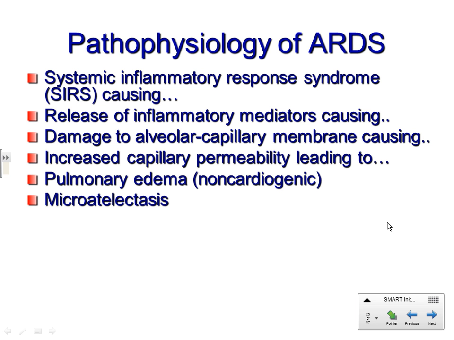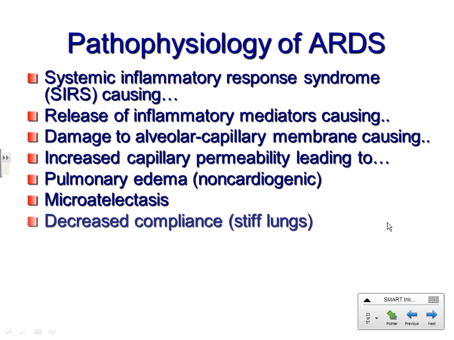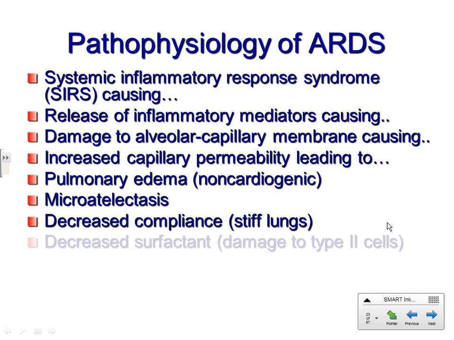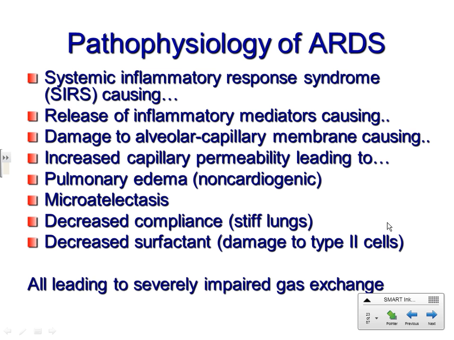So the alveoli collapse, the capillary membrane is damaged. That's where the surfactant is produced. And if you don't have surfactant, then the alveoli collapse and they stick. So you have decreased compliance and decreased surfactant, and everything just kind of collapses and sticks. And then the result of that is severely impaired gas exchange. This is a patient who is going to be on a ventilator when they have ARDS. They cannot perfuse because of all that junk that's accumulating in their lungs.